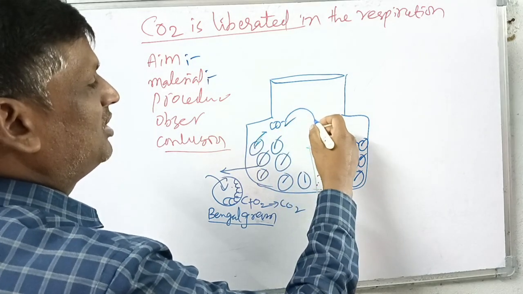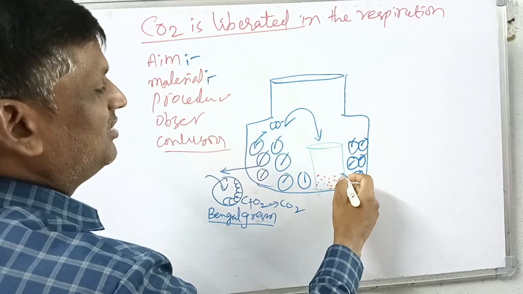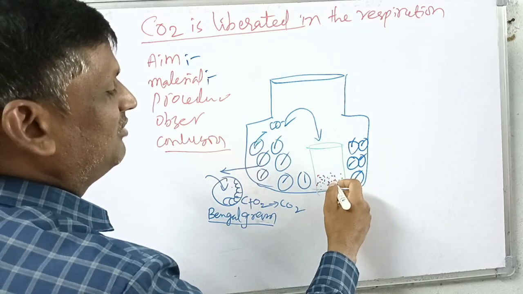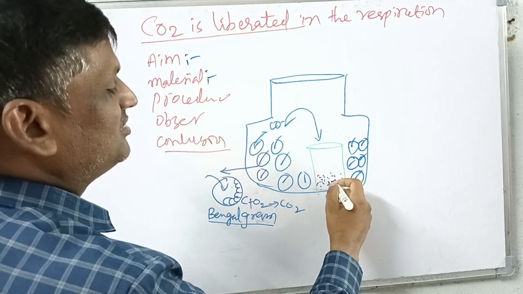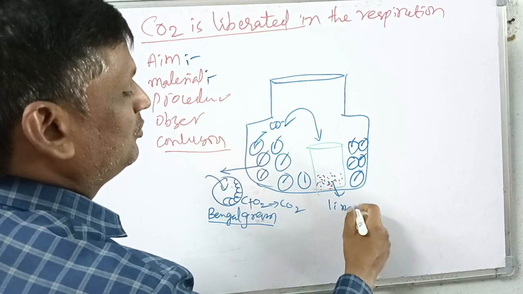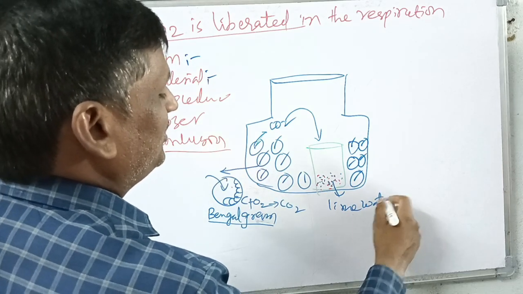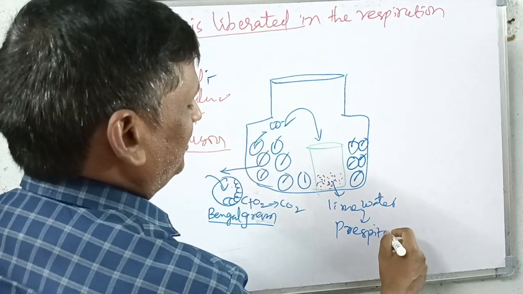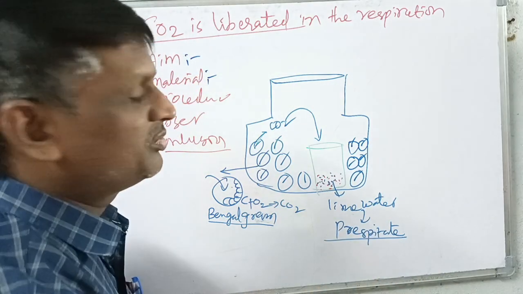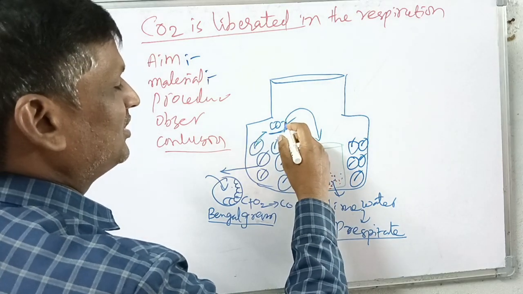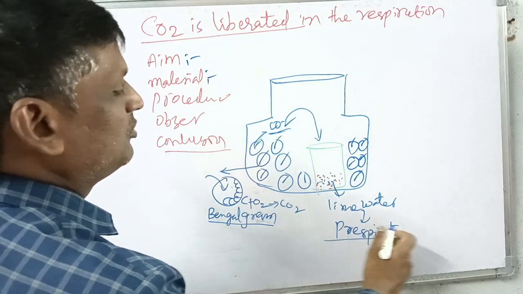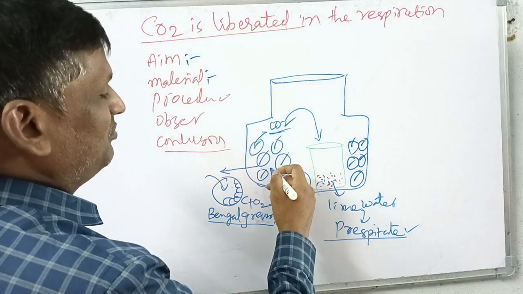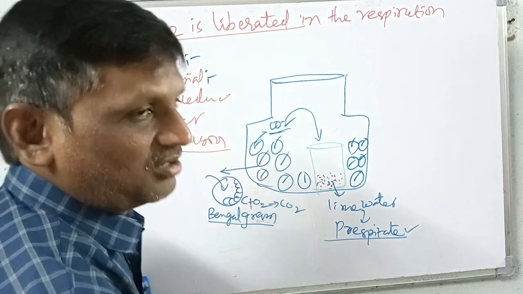This carbon dioxide, when it is evolved from the germinating seeds, enters into the lime water. When the carbon dioxide enters the lime water, it changes the lime water into a milky white precipitate. Only carbon dioxide has the character which can convert lime water into a milky white precipitate. With this we can prove the germinating seeds produce carbon dioxide.